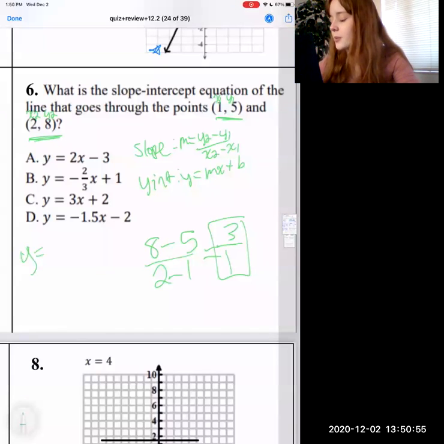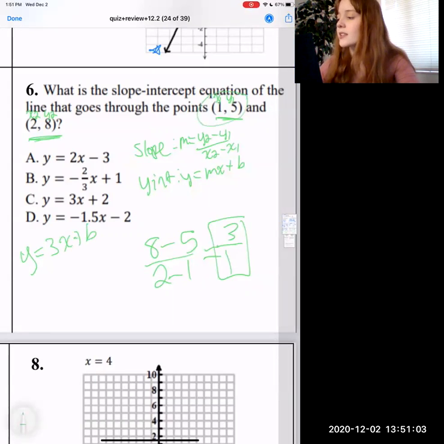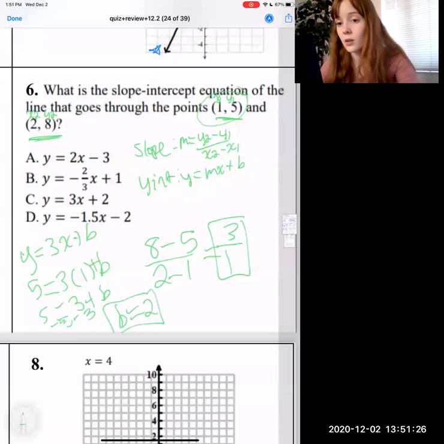To find the y-intercept, we put in 3 as our slope. And then we fill out our x and y with one of our coordinates. I'm going to pick (1, 5) because those are smaller numbers, which will be easier to work with. Where there is an x, I'm going to replace it with 1. And where there is a y, I'm going to replace it with 5. 3 times 1 is 3. Subtract both sides to get b equals 2. Well, there we go. We have a slope of 3 and a y-intercept of 2, which is that equation right there.